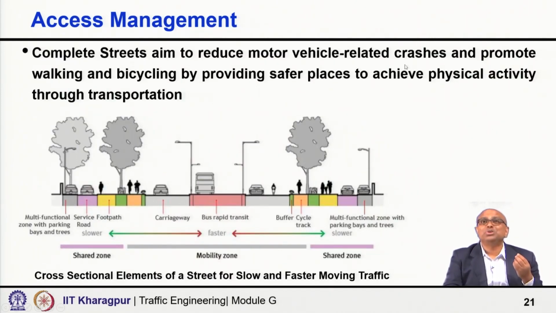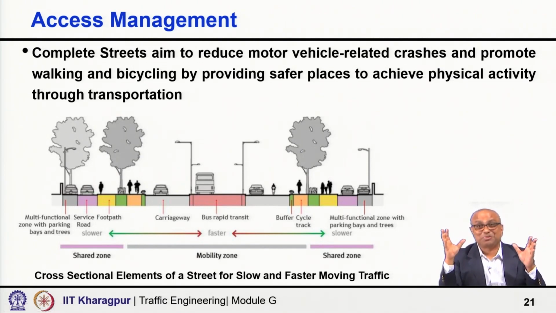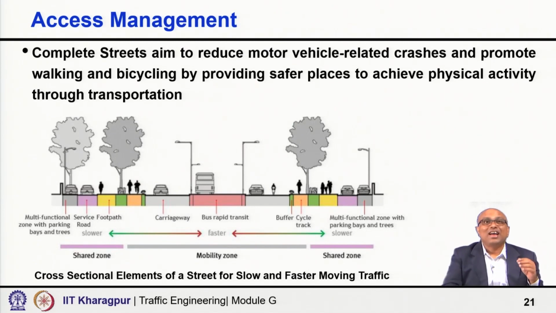Complete streets aim to reduce motor vehicle related crashes through all measures, with safe provisions for all different road users, and also promote walking and bicycling by providing safer places and safer facilities. Therefore, indirectly or directly, they help achieve physical activity through transportation, the health benefit also from transportation. So, you can see here I have just shown one cross section of a street which is trying to accommodate everything, slow and faster moving traffic.